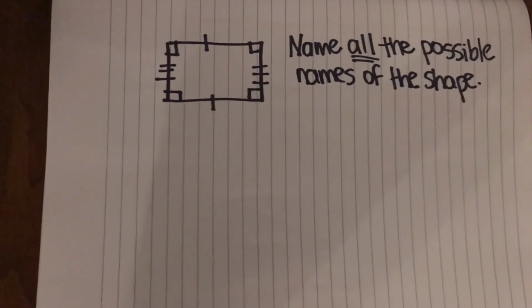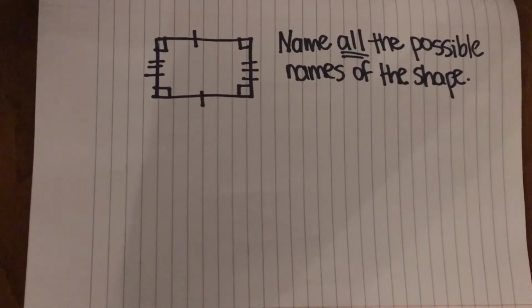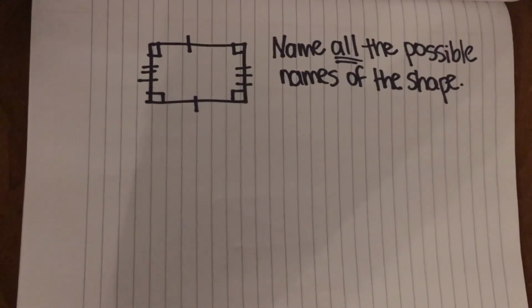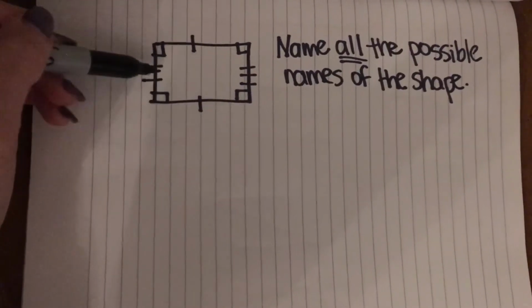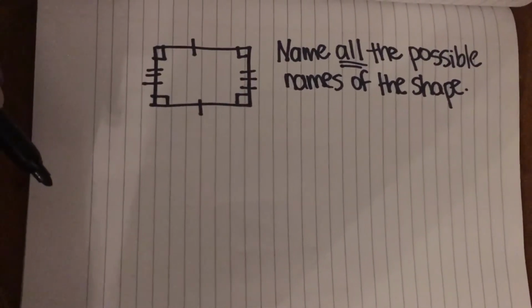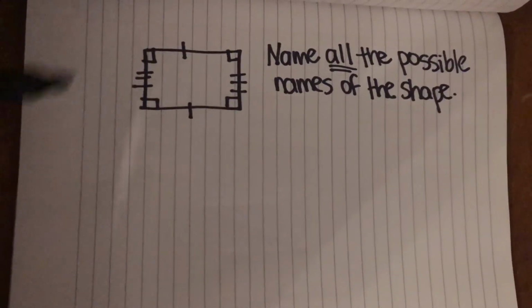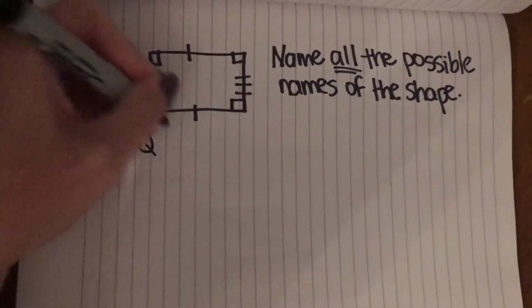4th grade rectangles. So if you go through the notes, first thing we have is a quadrilateral. Does it have 4 sides? 1, 2, 3, 4. Yes. Does it have 4 angles? 1, 2, 3, 4. Yes. Then it is a quadrilateral.